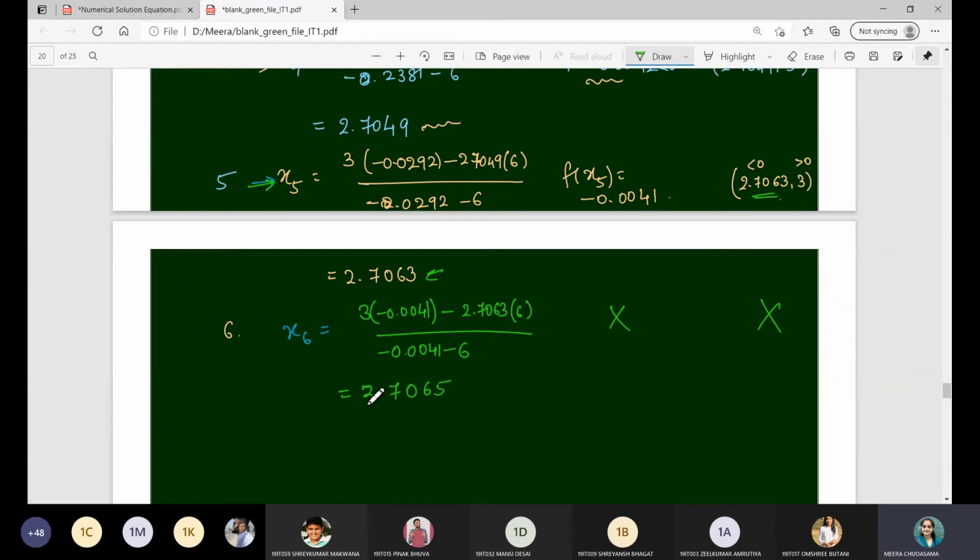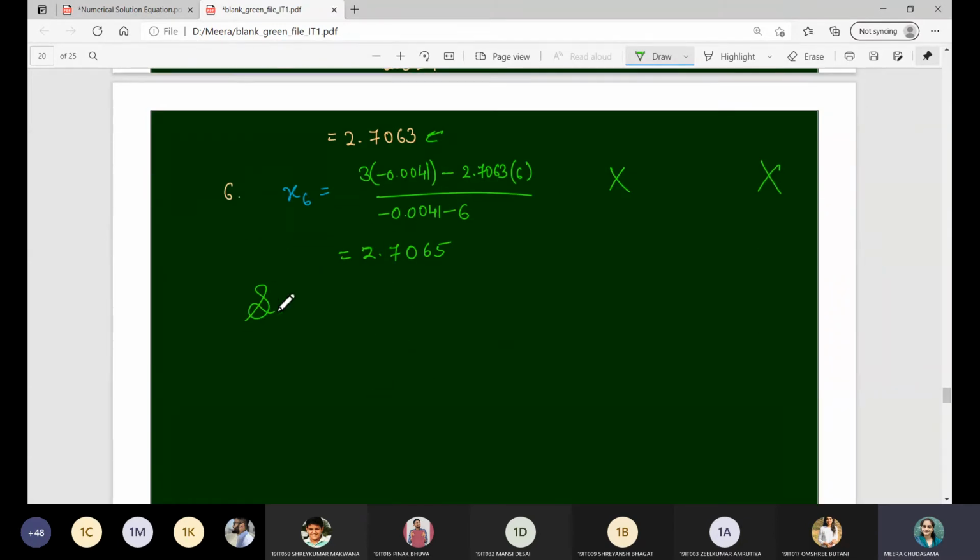So we can write, since the absolute value of x5 and x6 is 2.7063 minus 2.7065 is equal to 0.0002, that is less than epsilon, and epsilon we can choose as 0.0005. Suppose correct to 3 decimal places is asked, so you can choose any number, right. So therefore x6, that is 2.7065, is the required root.